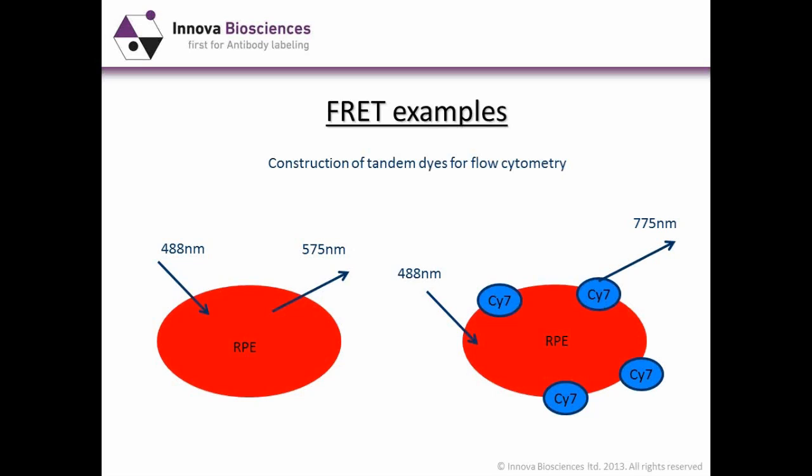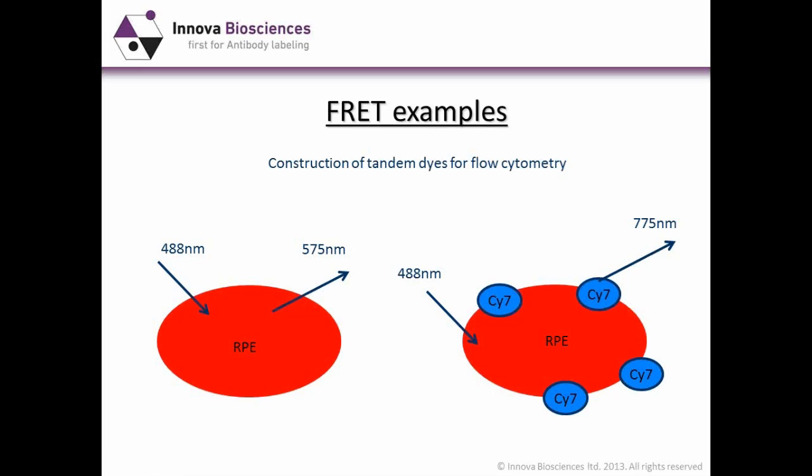On the left-hand side of this diagram, we have the RPE molecule being stimulated by laser light at 488 nanometers. And RPE will emit light at 575 nanometers under these conditions. If you link small molecules, in this case Cy7, to the RPE, it will then undergo a FRET reaction, so that if you stimulate RPE at 488 nanometers as before, the emitted light, which is at 575, is transferred directly to the Cy7, which then emits itself at 775 nanometers.